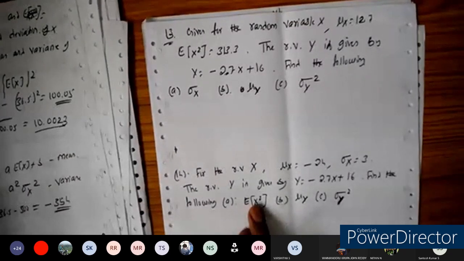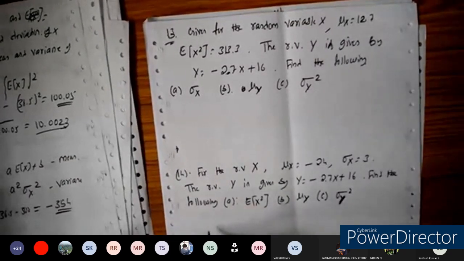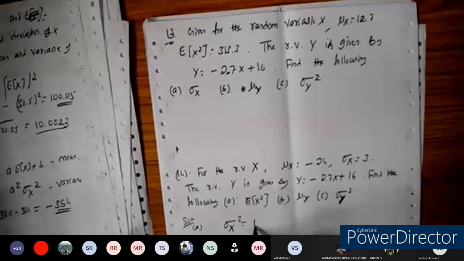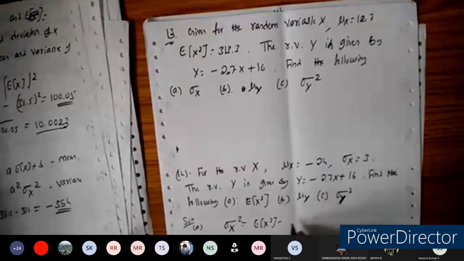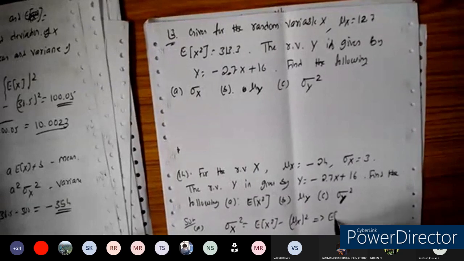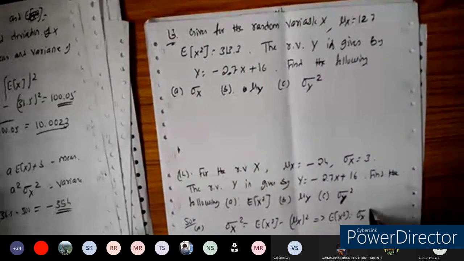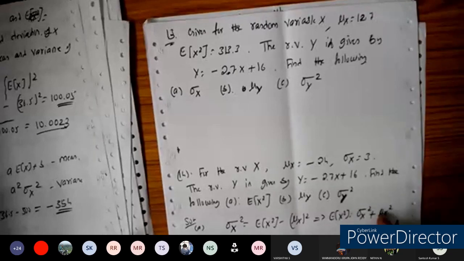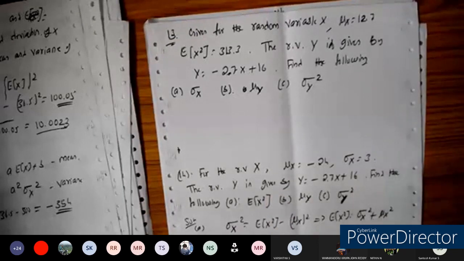You know how to find this one, as we know the formula for sigma y square. The solution for the first one I will do here. Sigma x square is the expected value of x square minus the mean square value, mu x whole square. So the expected value of x square is equal to sigma x square plus mu x square. Sigma x is 3, so sigma x square is 9, plus mu x square, minus 24 whole square.